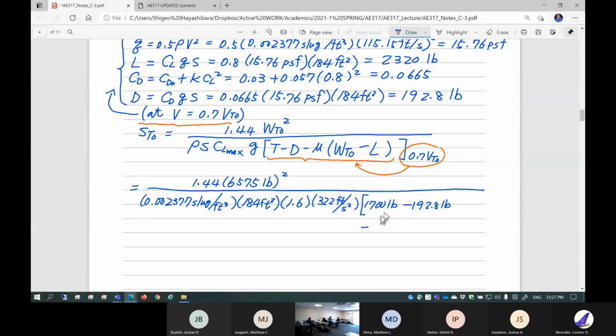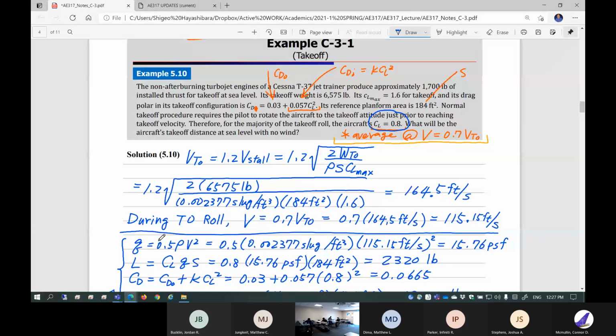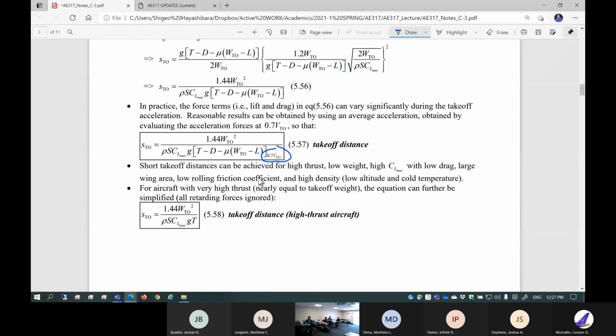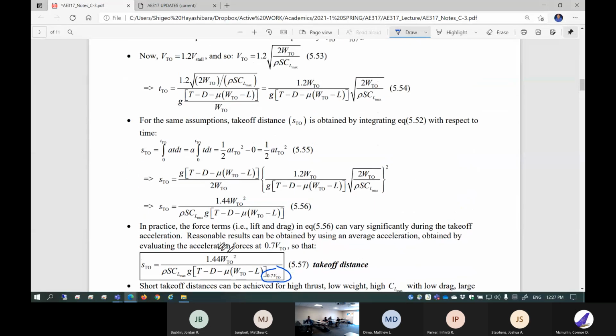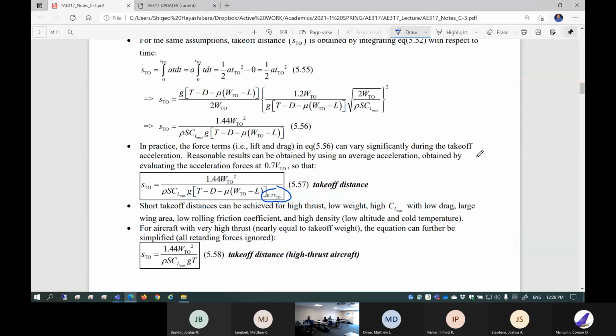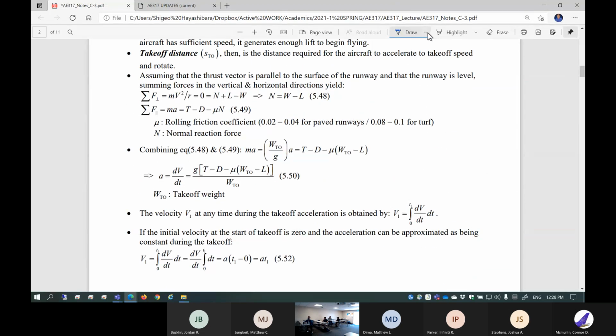minus rolling resistance. What's that? What kind of runway is this? It doesn't say anything. What's the rolling resistance? Let's assume something. So rolling resistance mu, guess value. Okay, where is it? There must be some kind of information for that. Did I say something here? A little bit up. Oh, here we go. Rolling resistance here.